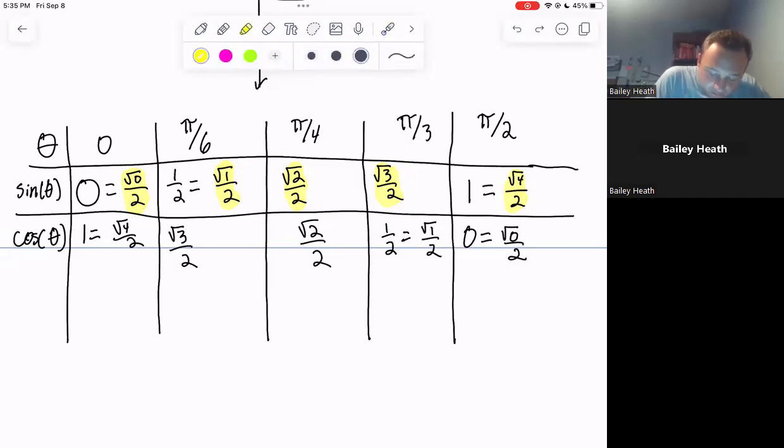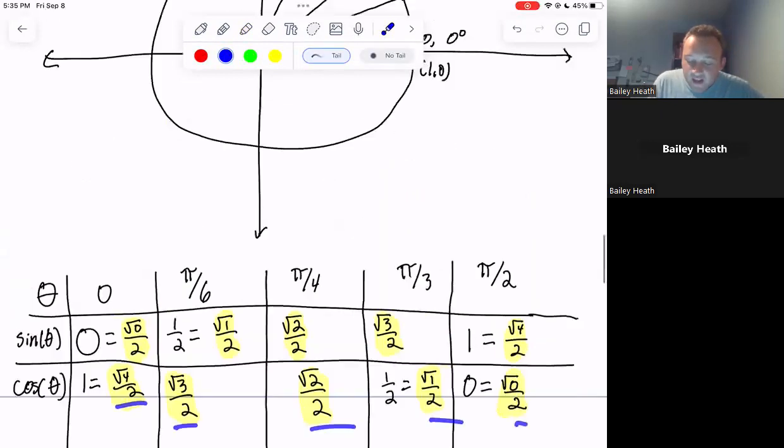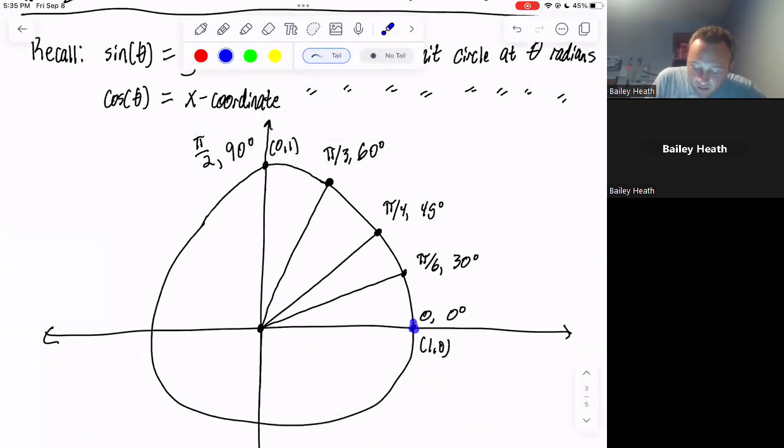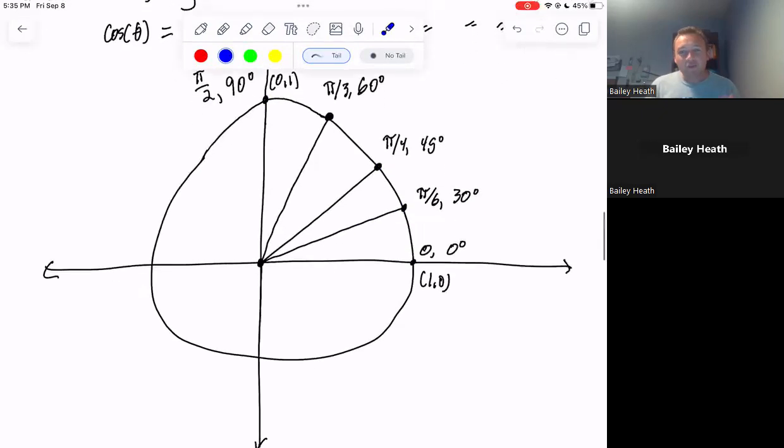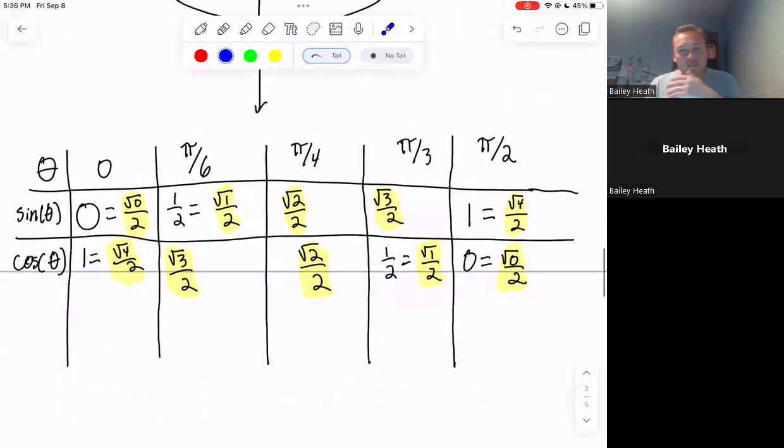It works the same way for cosine, except it goes in the opposite direction, right? For cosine, we're starting at 1, and then we're moving down to 0, which makes sense. Cosine here is 1, and because cosine is our x values, since we're moving to the left, the x values are getting smaller. So cosine has the exact same values, it just moves in the opposite direction, which is kind of nice.